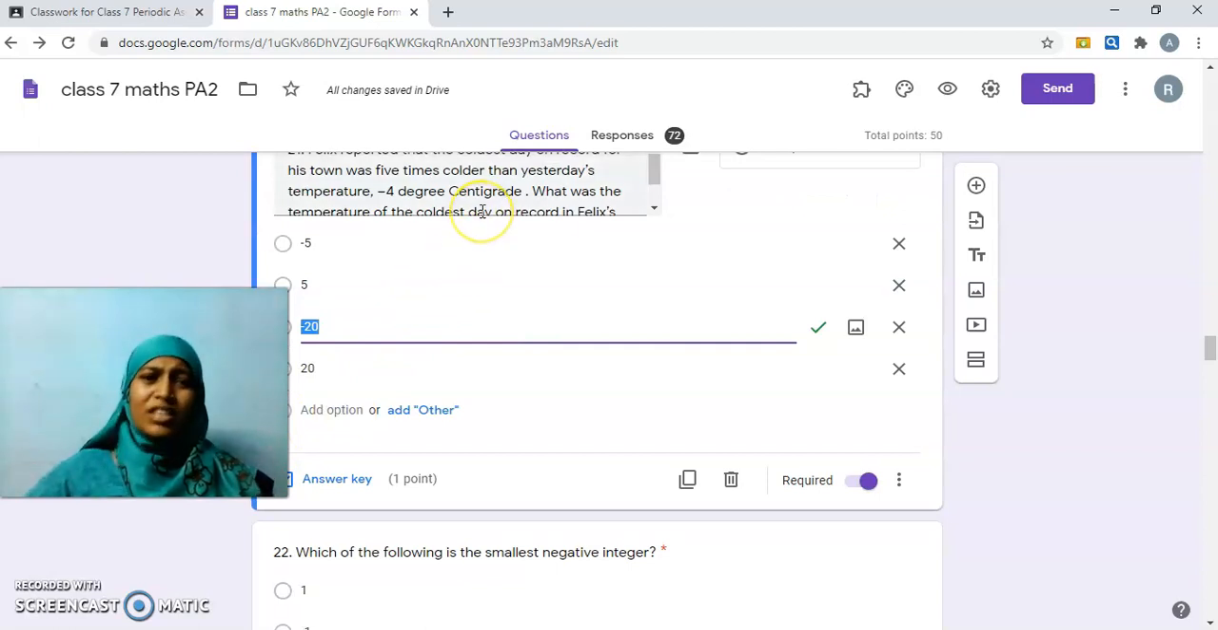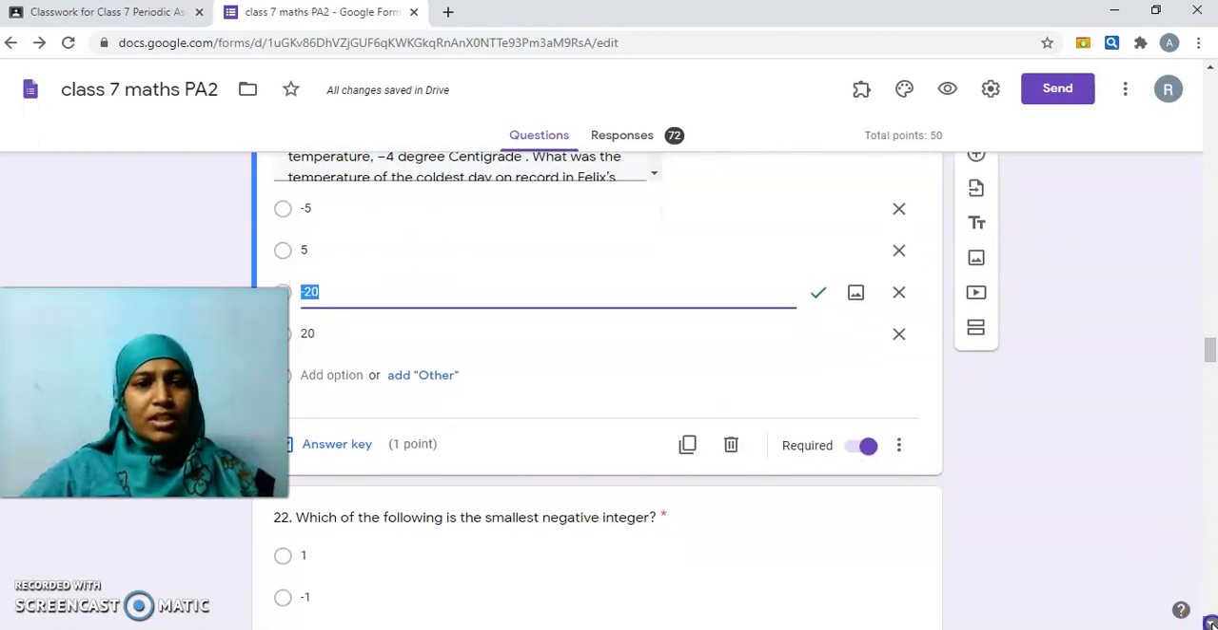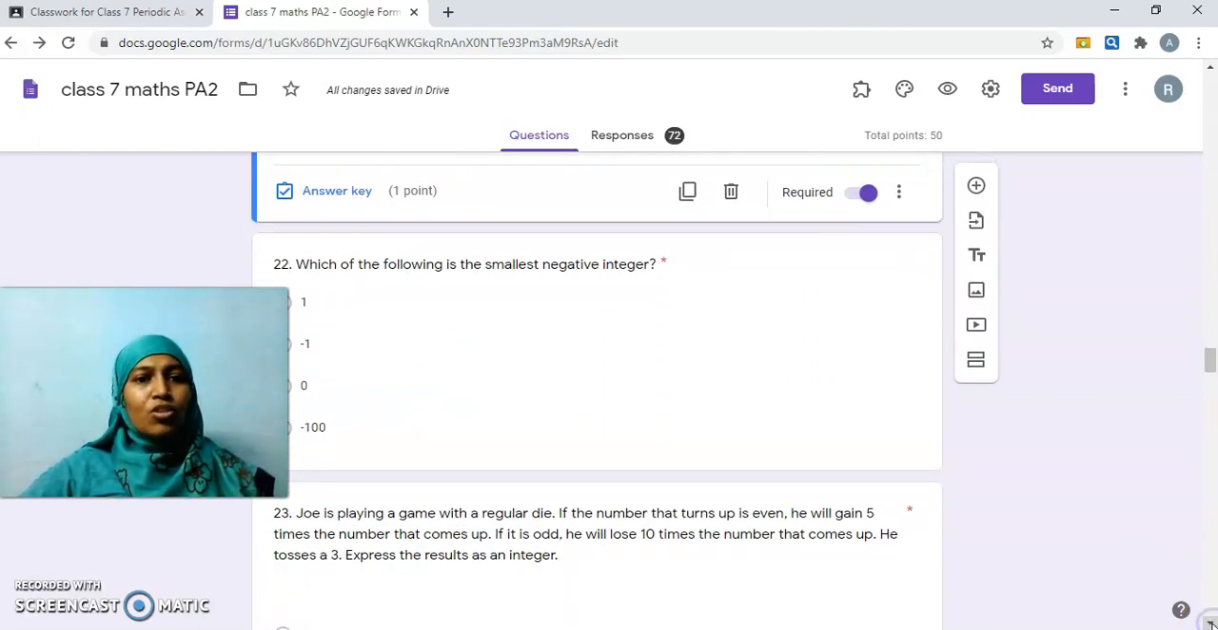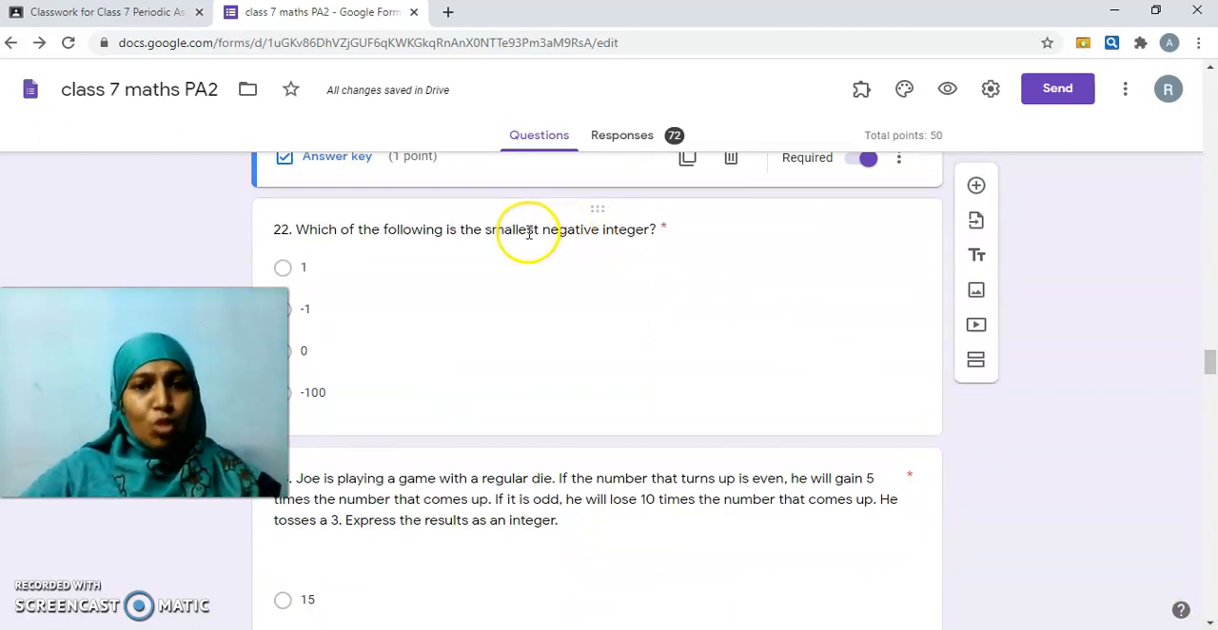Is it clear? The question looks very big. But if you read it slowly and clearly more than once, surely you will be able to answer it. Okay, children, just a multiplication of 5 and minus 4 alone is there in this question. Nothing beyond that. Okay. The next question is, which of the following is the smallest negative integer?